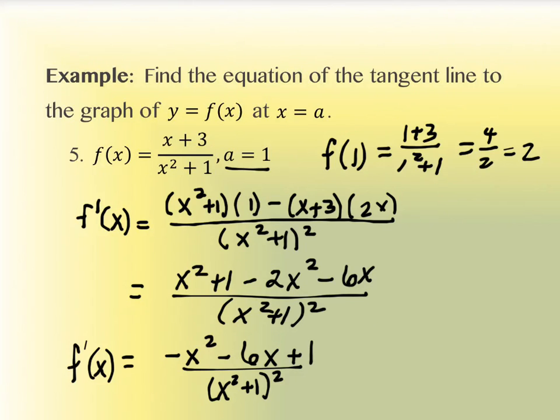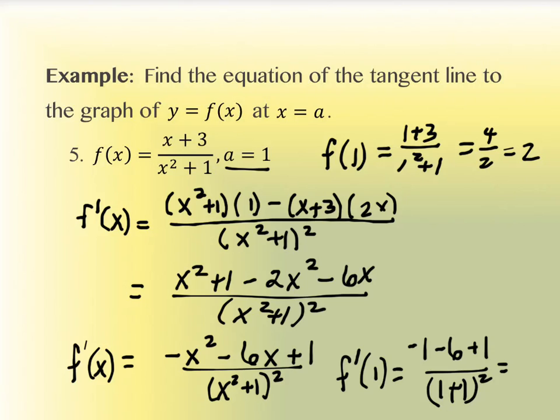Right, can we evaluate this at x equal 1? You betcha. So what is this at x equal 1? I have negative 1 minus 6 plus 1 over 1 plus 1 squared. What do I get? Is it negative 3/2? I think that's right. I would have this 1 and this 1 cancel. That leaves me with negative 6. This is 2 squared, which is 4, and then I can reduce them both by a factor of 2. So this is my slope.